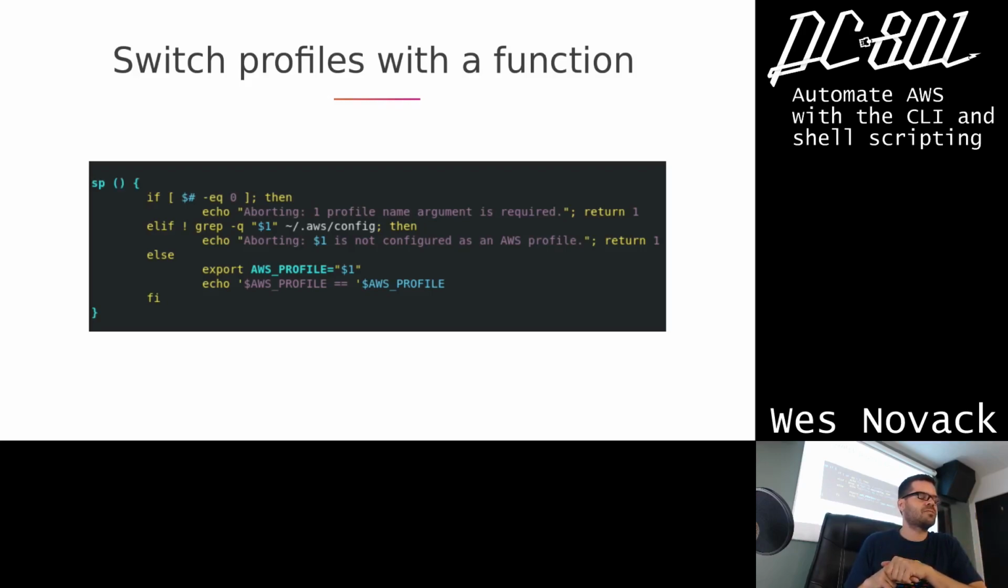It checks to see if the profile that you have specified actually exists in your AWS config file. And then if it doesn't exist in that file, it's going to abort and tell you that profile doesn't exist in your configuration file. And then lastly, it falls through to that last else statement, and it will export that profile that you specified because it found it in that AWS config file. And then any commands you run further in your session will use that profile that you've switched to using this function.